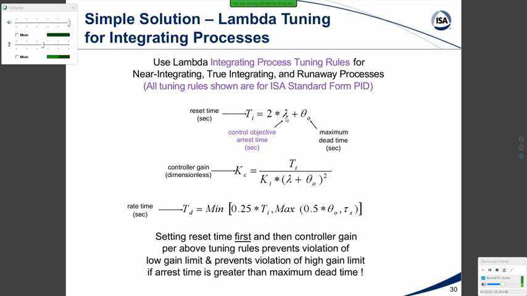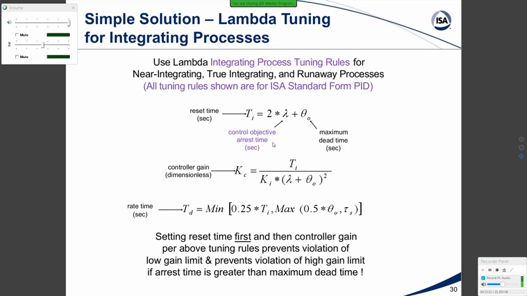Now, I didn't talk too much about this arrest time, but it's different. When you move to integrating tuning rules, Lambda now is not a closed loop time constant, but it's an arrest time. And so instead of looking at the set point response, we're looking at the load rejection. And arrest time is, hey, we have a load disturbance, and it's diverting us from set point. And how long does it take to stop that excursion to the point where now it's going to say, hey, I'm going to start to return to set point, and that's the arrest time.